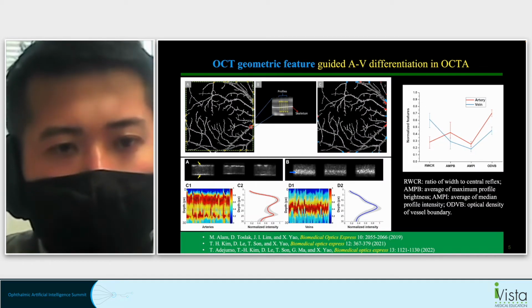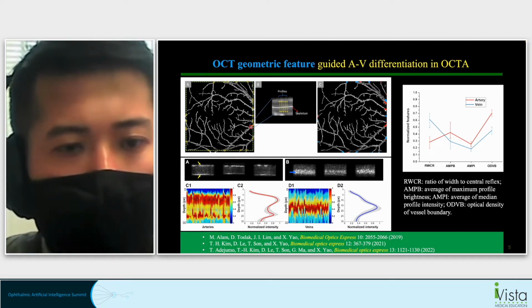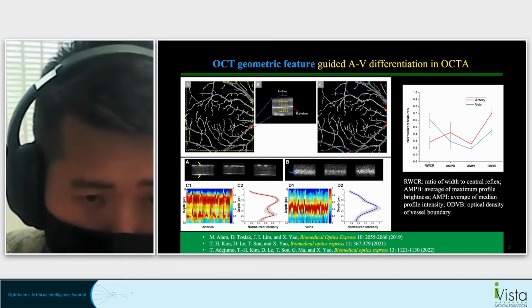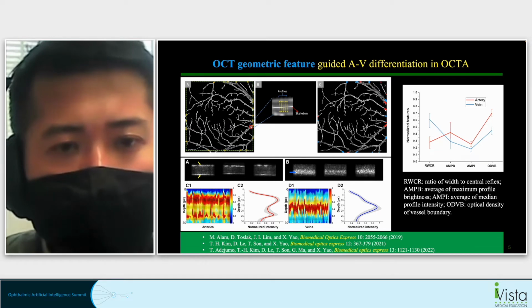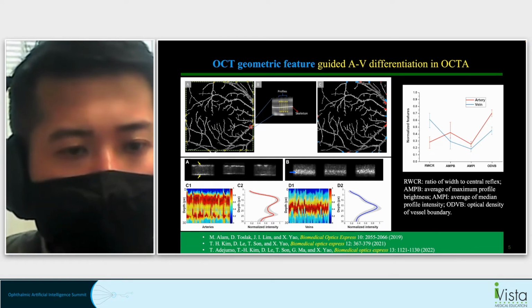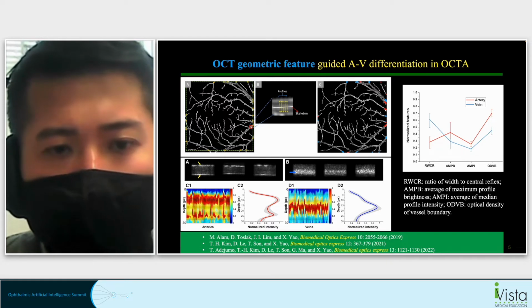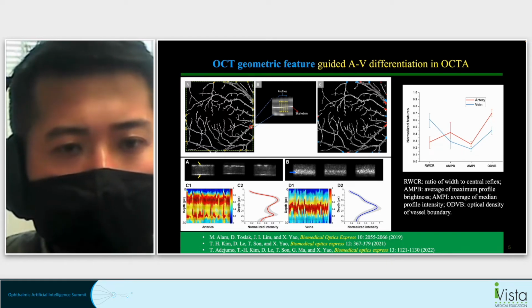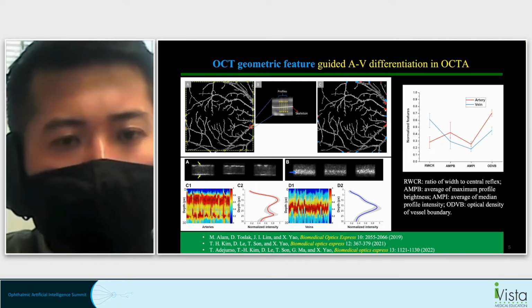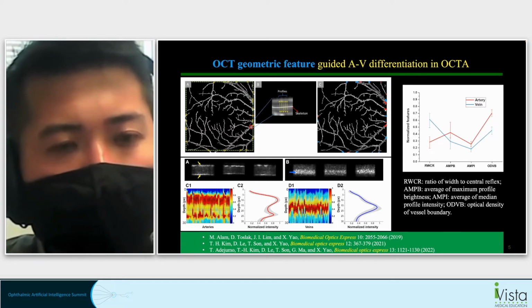Using OCT, we can derive various features for AV differentiation. In the top panel, from the en-face projection, in the lateral direction, we explored several features such as the ratio of the vessel width to the central reflex, and the average profile brightness. We explored these features in order to differentiate artery and vein. In the bottom panel, we recently demonstrated that the depth-wise features in the axial direction can be used to differentiate arteries and veins. And now, using these features, we can employ a machine learning algorithm to classify vessels as arteries and veins.